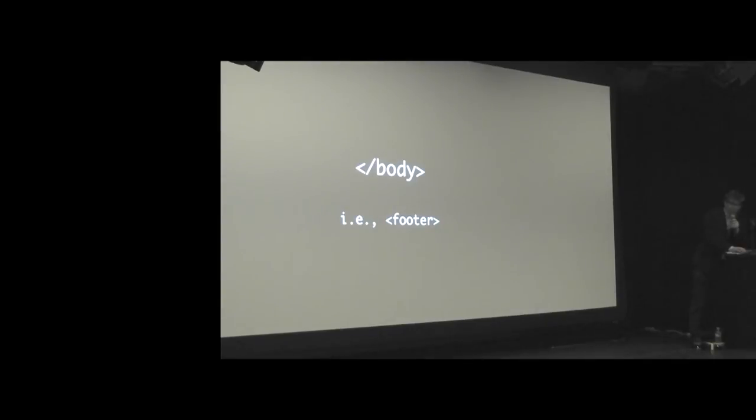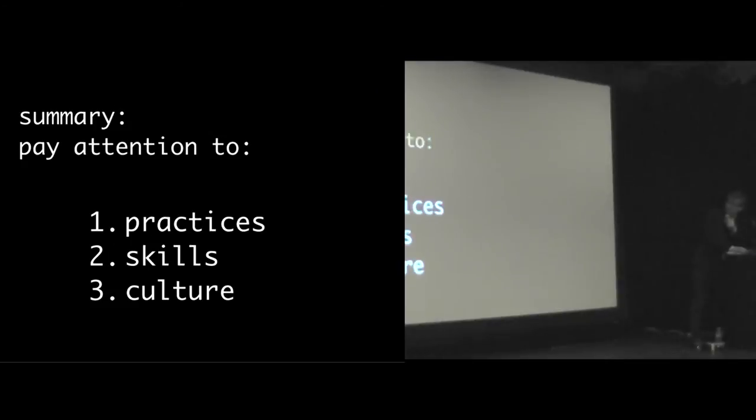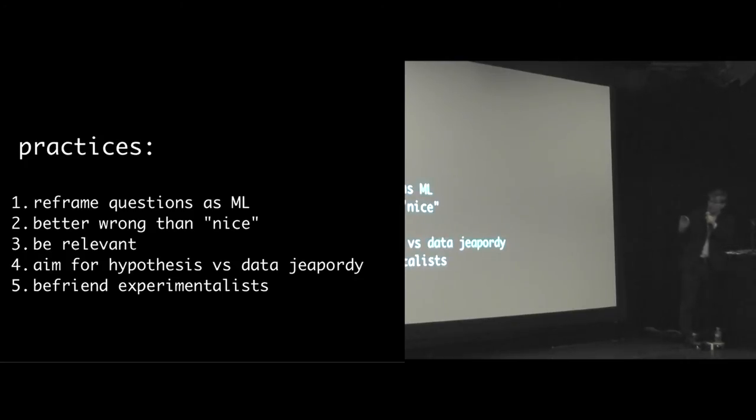And I'll just have some footer. The footer is, you should pay attention to the practices, the skills, and the culture of data science. You should demand them either in yourself or in the people you manage. The practices involve reframing questions as machine learning. Try to be wrong rather than not even wrong. Try to be relevant. Try to know the difference between having a hypothesis and just being handed the data set and then asking what questions you can ask from that data set. Make friends with experimentalists. It'll be much more effective.